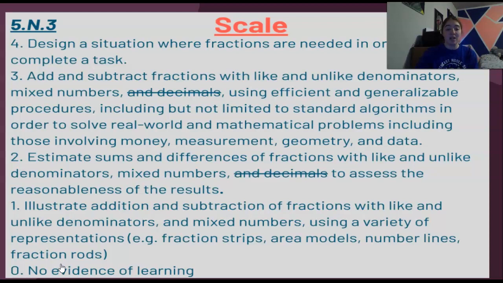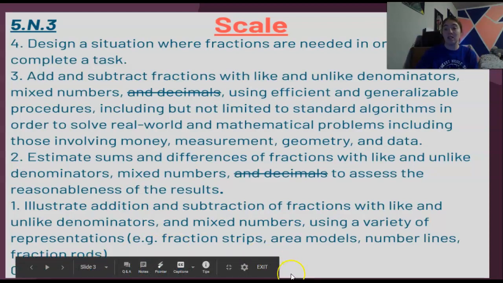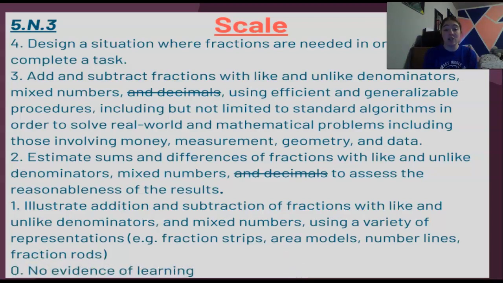Here's our scale. Remember, 0 means no evidence, you didn't do anything. For 1, you're able to illustrate addition and subtraction of fractions with like and unlike denominators and mixed numbers using a variety of representations. A level 2 is being able to estimate sums and differences of fractions with like and unlike denominators and mixed numbers. 3 is our standard, so being able to add and subtract fractions with like and unlike denominators and mixed numbers. And then 4, you're able to design your own situation where fractions are needed.